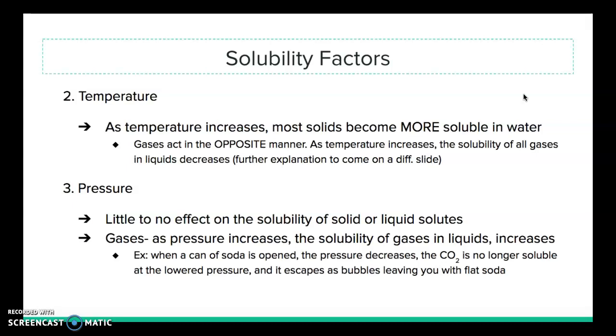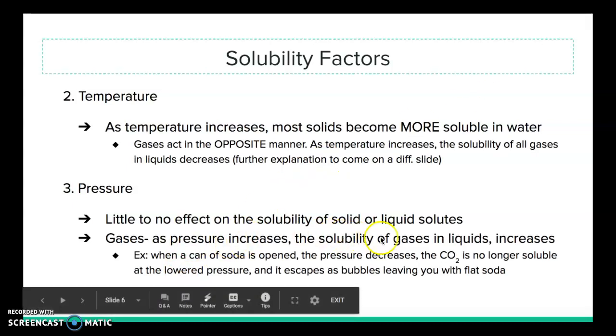Pressure is another factor of solubility. It has little to no effect on the solubility of solids and liquids. However, it has a large effect on gases. As pressure increases, the solubility of gases in liquid increases.